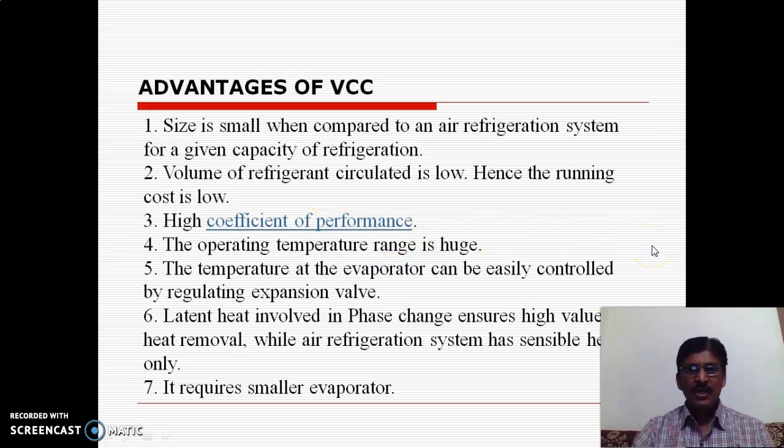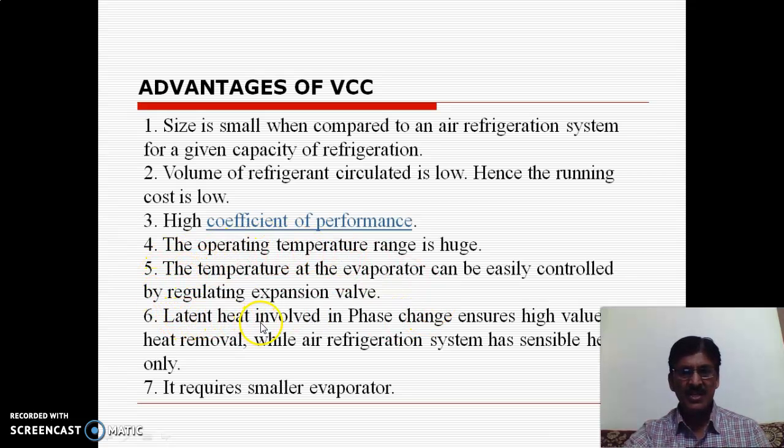So if you see the basic advantages of the vapor compression cycle, then the size is very small. So you can say that compact size is there as compared to other refrigeration systems. Then the volume of refrigerant circulated is very low, hence running cost is low. So running cost is very less compared to other refrigeration systems. High coefficient of performance, that is COP, is very high compared to others. Then the operating temperature range is huge. The next advantage is that the temperature at the evaporator can be easily controlled by regulating the expansion valve. That is one of the most important advantages you can say.